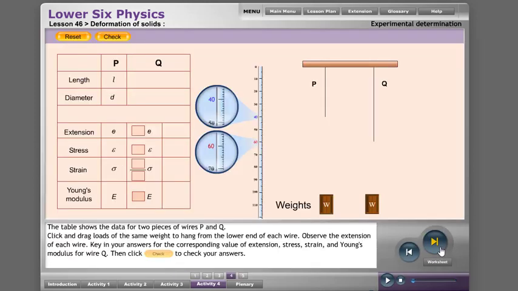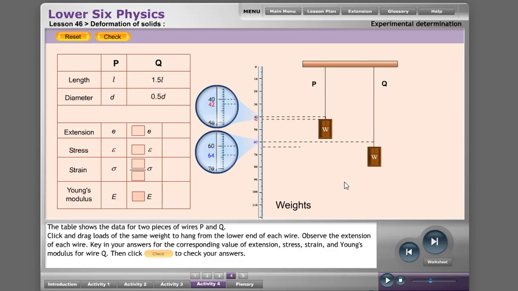The table shows the data for two pieces of wires, P and Q. Click and drag loads of the same weight to hang from the lower end of each wire. Observe the extension of each wire. Key in your answers for the corresponding value of extension, stress, strain, and Young's modulus for wire Q. Then click Check to check your answers.